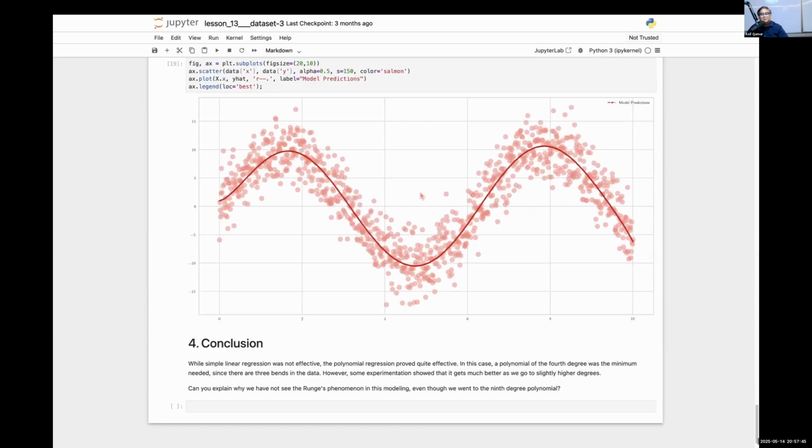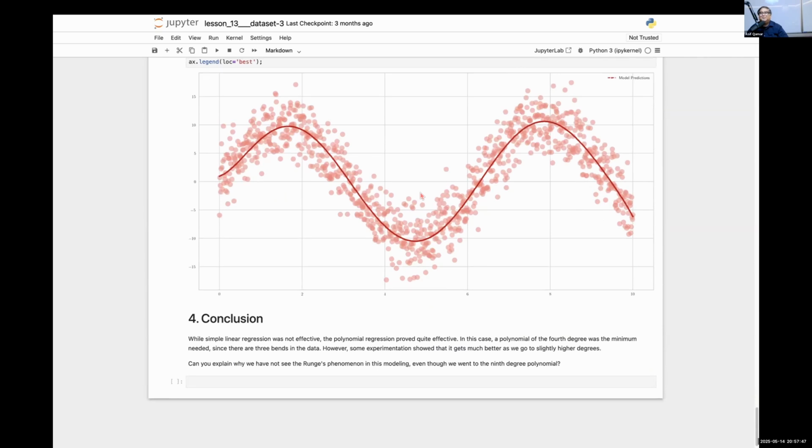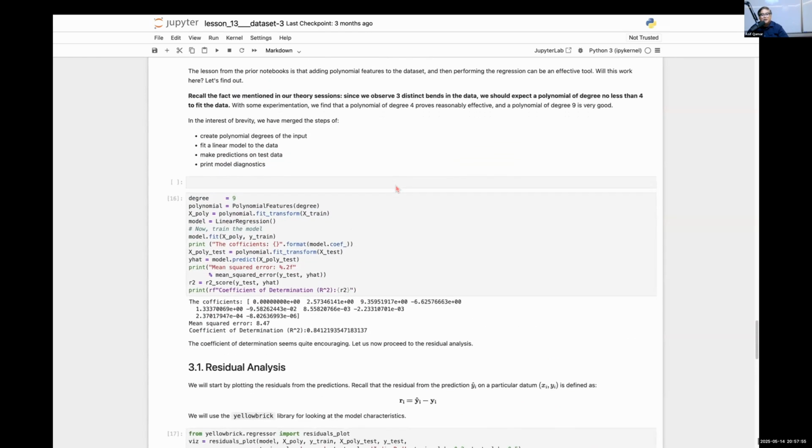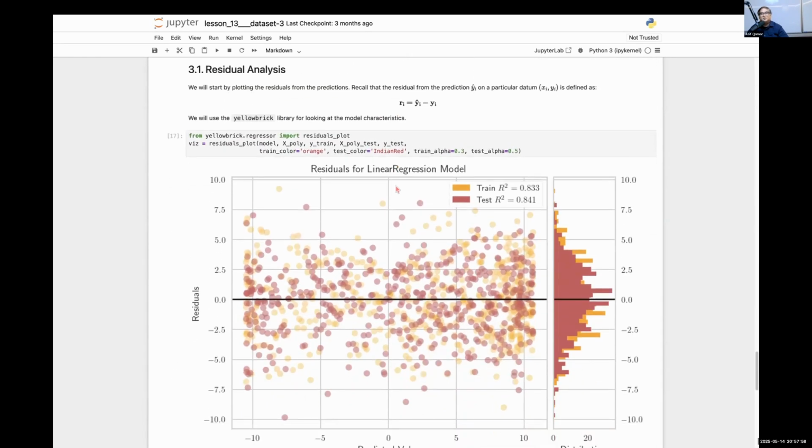But now let's look at the other model. What do you think of this model? It does seem to be a much better model, right? Not a perfect model, but a much better model. And so how do you know that it's a good model? First, by superimposing, and also by looking at the residual plot.